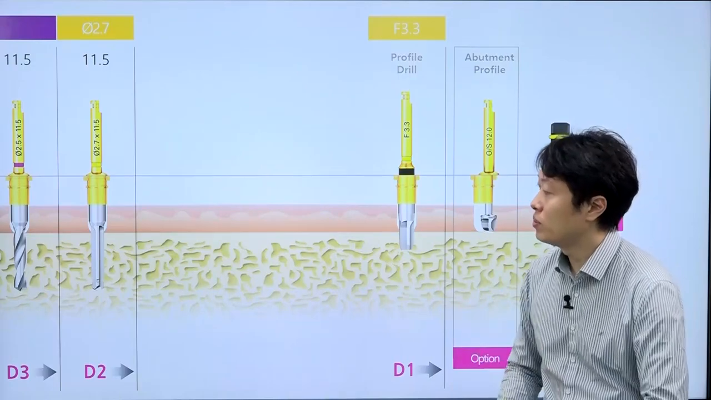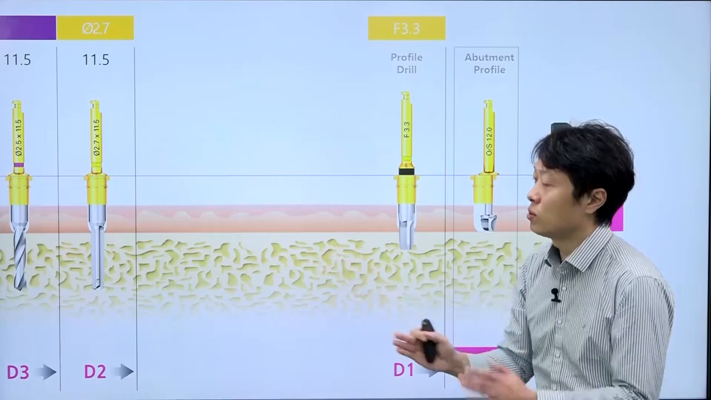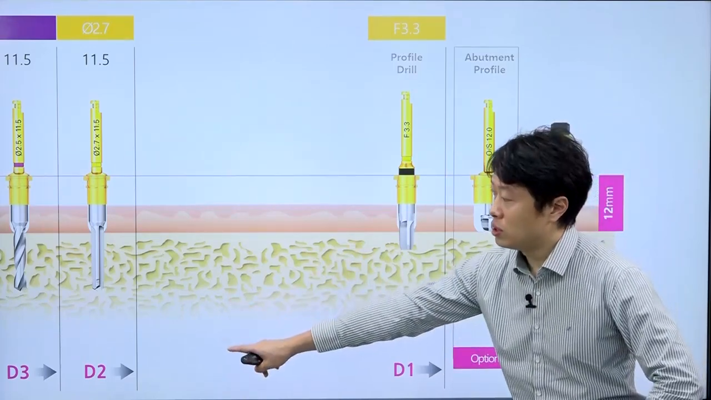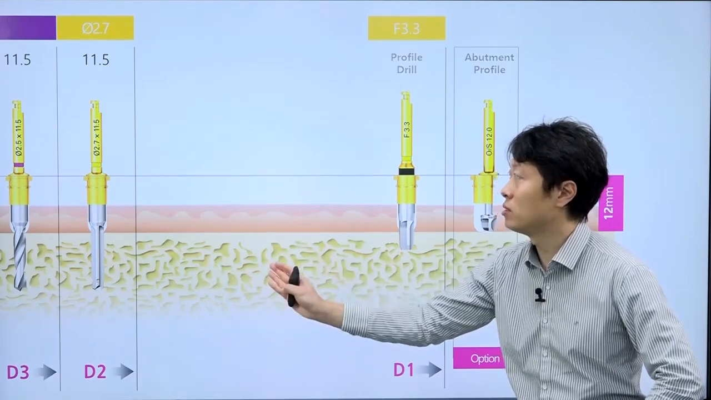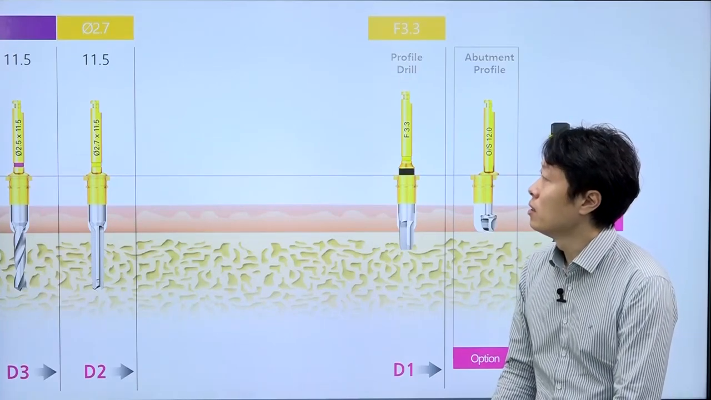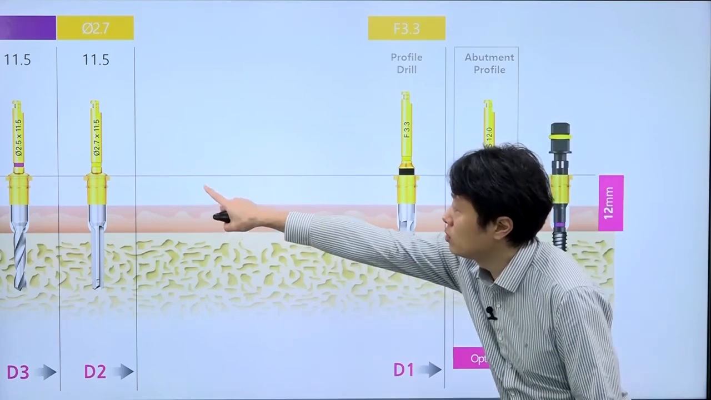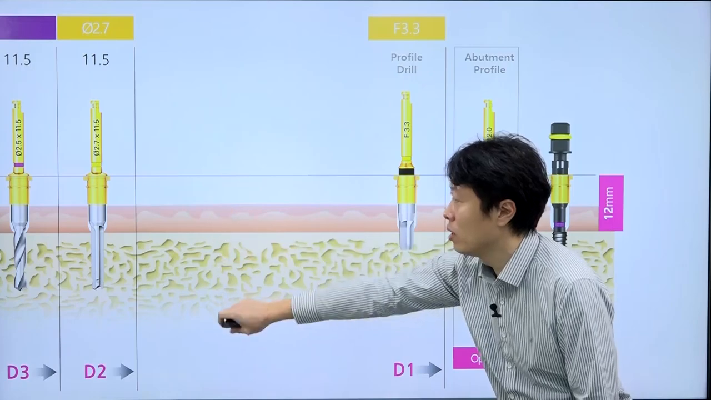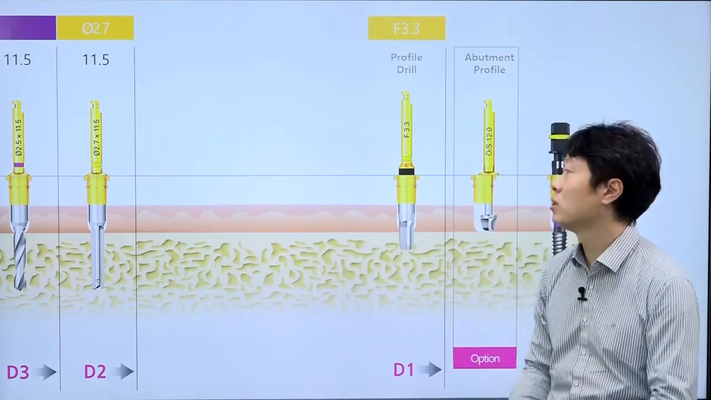After securing the desired length using the initial drill, the next step is to use the profile drill to widen to the final width. Here too, under-drilling may be performed depending on the bone quality. A little more drilling may be performed. When placing one with 3.3, you can use a 2.7 by 11.5 mm final drill, as shown here, to drill to the intended depth and the accurate depth and width.